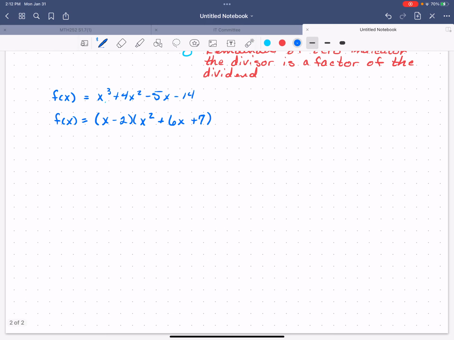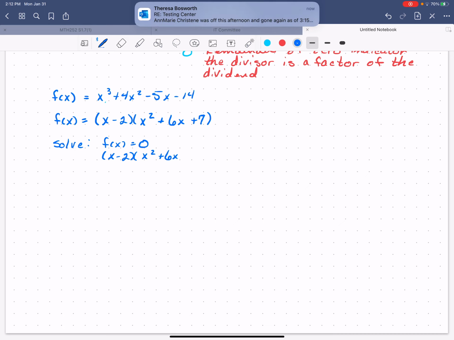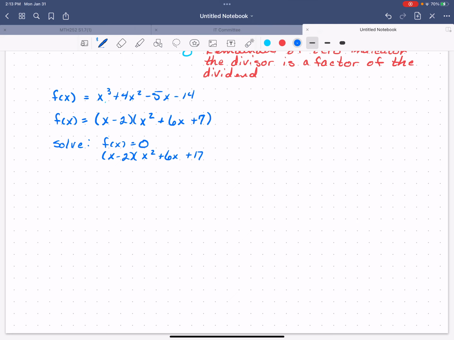because what we're wanting to do is find all the solutions to f of x equals 0, which means we're solving x minus 2 times x squared plus 6x plus 7 equals 0. Now we'll remember from previous work that if two things are multiplied together to equal 0, that means that one of those two things needs to equal 0. Whoops, I am sorry, that should not be 17. That should be a 7.